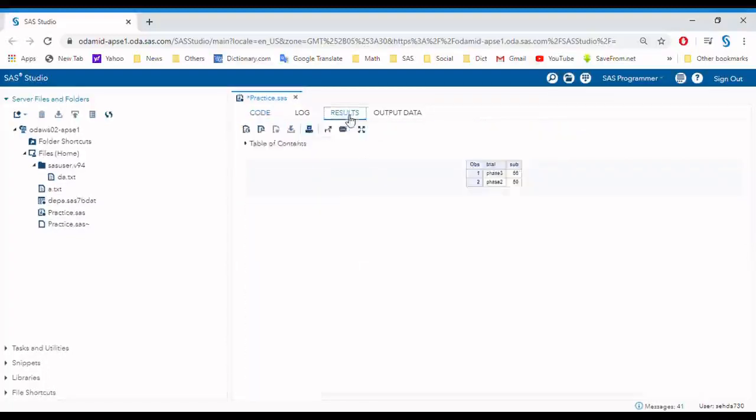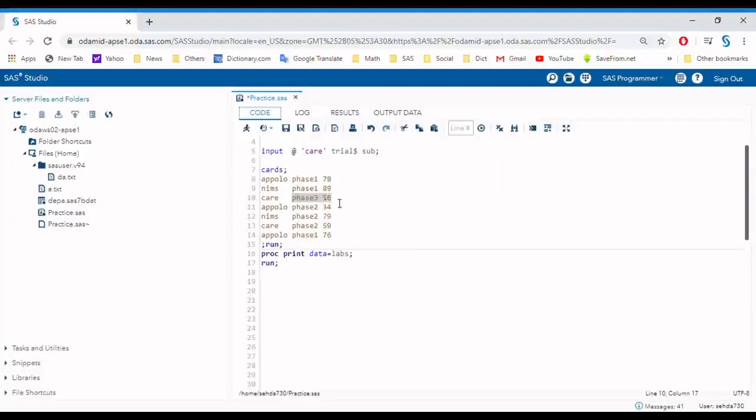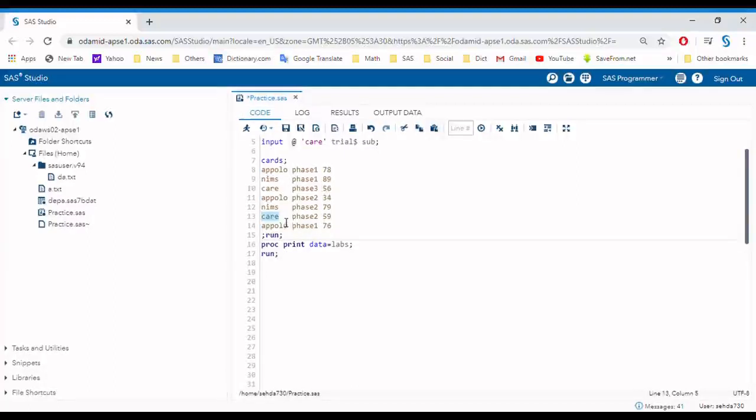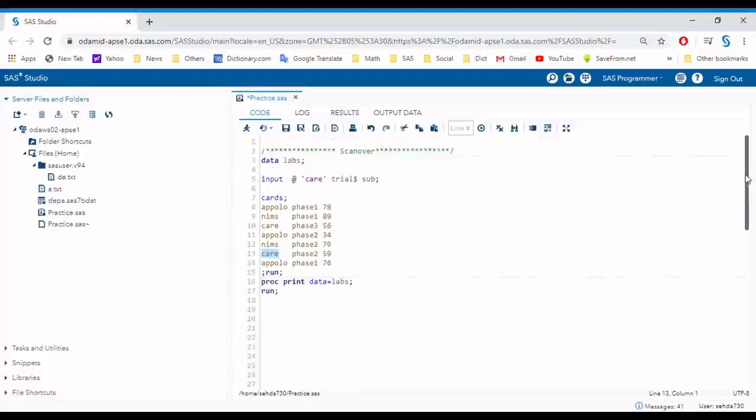Which is why phase 3 56 has been read over there. Again, Apollo phase 2 34, no, it will not be read. Names phase 2 79, no, it will not be read. And care will come, yes, it will be read because care is there, and then the next two things will be read over there. Remember, wherever the care is coming up, that thing will not be read. Okay, so this is how Scanover works.